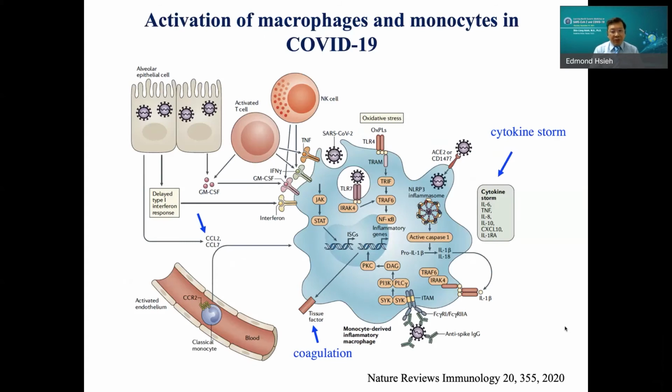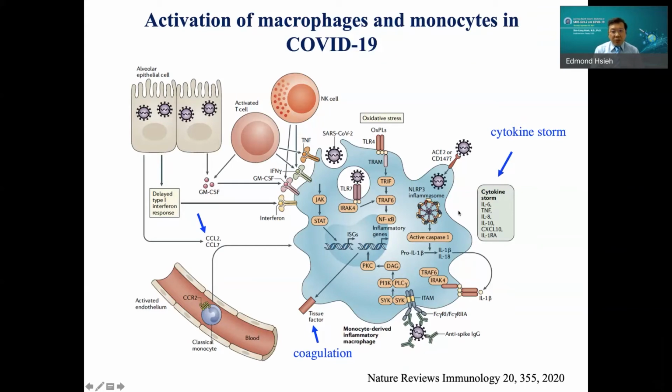Among the innate immunity, macrophage draws the most attention because the macrophage, once activated, will release abundance of cytokine, and we call it macrophage activation syndrome. So the consequence of overactivation of macrophage will cause the release of IL-6, TNF, IL-8, IL-10, and IL-1RA. So these cytokines are the major factor to cause the cytokine storm.